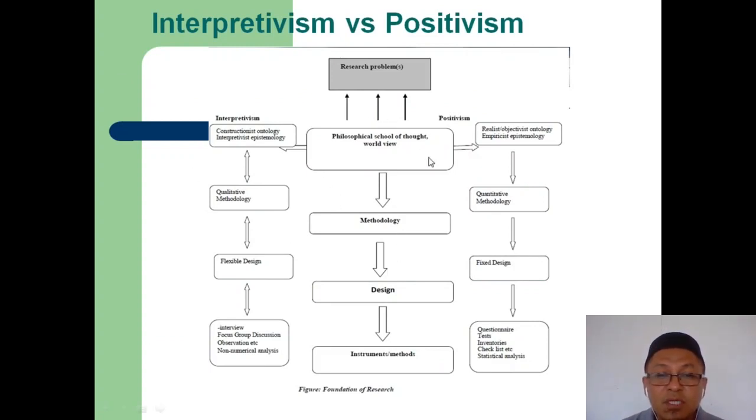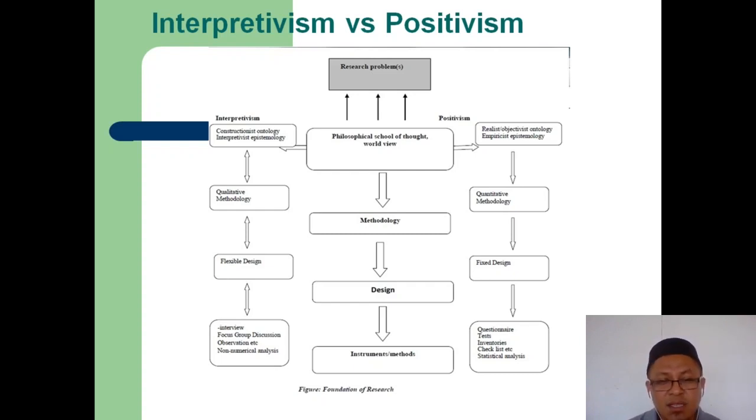Remember, when we talk about methodology, we will also be talking about the method. And for each method, we will also be talking about the design. For positivism, it is fixed design, like survey and experimental design. Whereas for interpretivism, it is quite flexible. As I will explain later, you will have different methods such as grounded theory, phenomenology, case study, narrative study. So it is quite flexible.